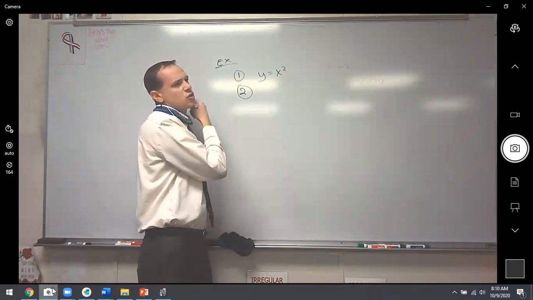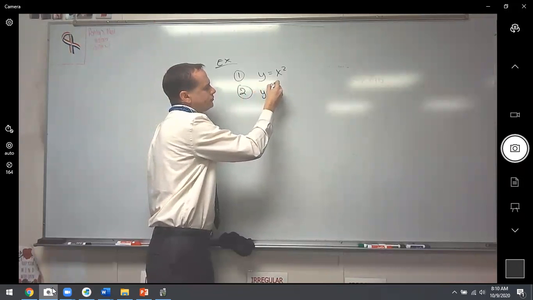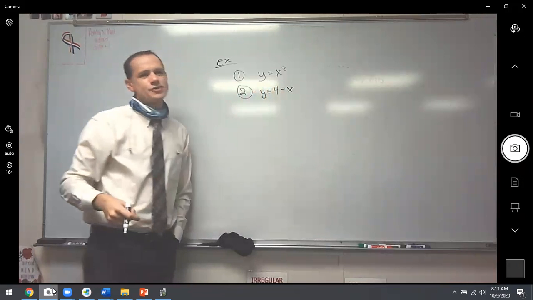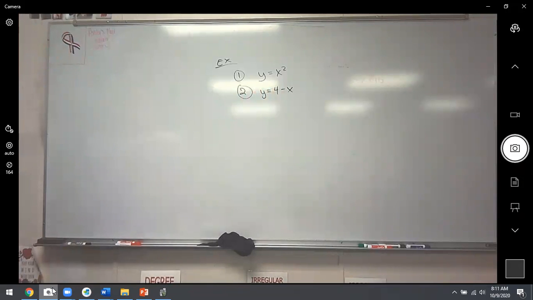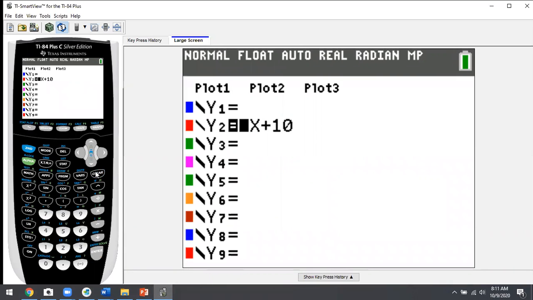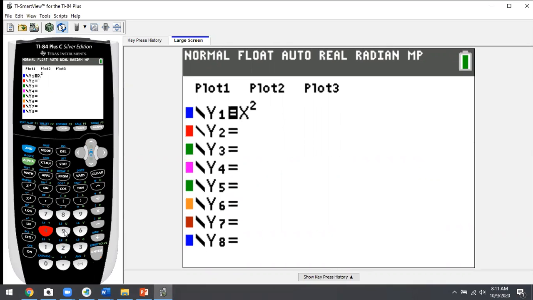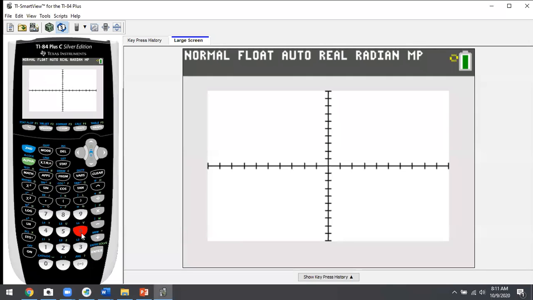So let's say y equals x squared and y equals 4 minus x or something like that. You're welcome. They're ready to go, aren't they? Okay, so let's plug them in and see what we get. Y equals, clear out your stuff. X to the second power, 4 minus x, zoom 6. And here comes a quadratic.